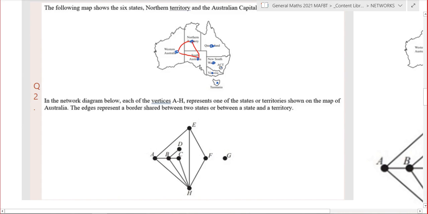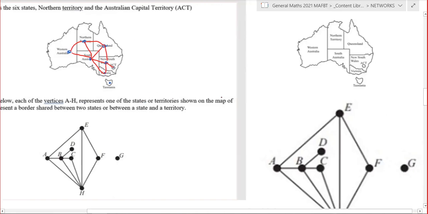So Northern Territory can also go to Queensland. South Australia can also go to Queensland. Queensland can go to New South Wales. South Australia can go to New South Wales and also to Victoria. There's a border between Victoria and New South Wales, and then there's a connection between ACT and New South Wales, and then lonely little Tasmania by itself.